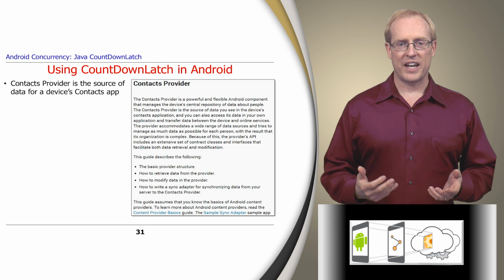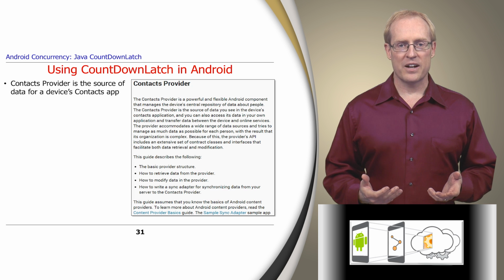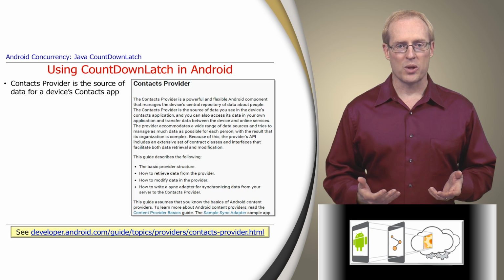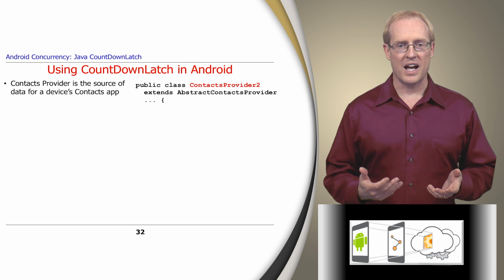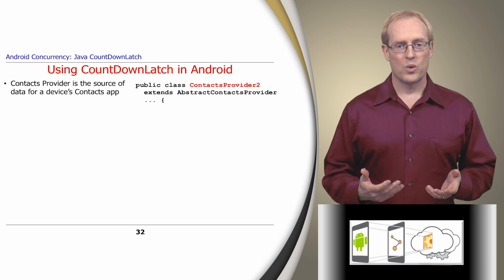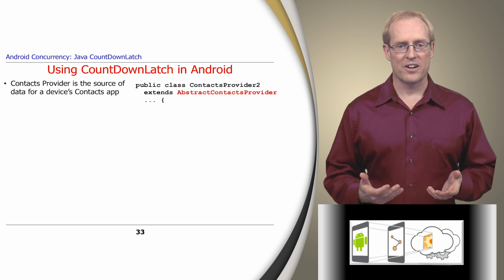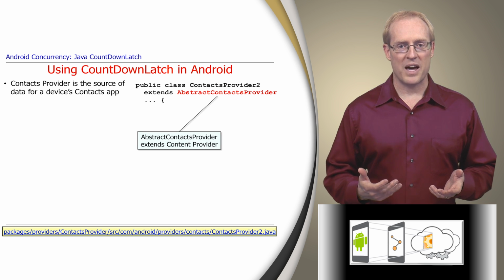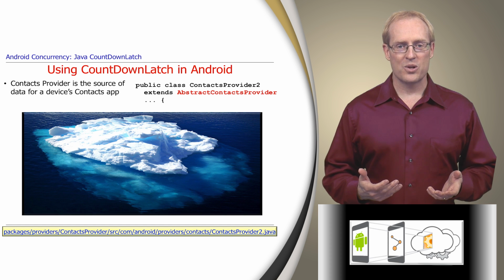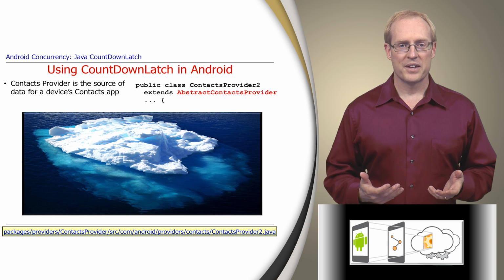To show how Java countdown latches are used in Android, we'll analyze its contacts provider, which is a source of data for a device's contacts application, as shown at this link. The contacts provider is implemented by the ContactsProvider2 class, which extends AbstractContactsProvider that in turn extends ContentProvider, as shown at this path name. We don't analyze every detail of this code, just the parts we need to explain how countdown latches work.